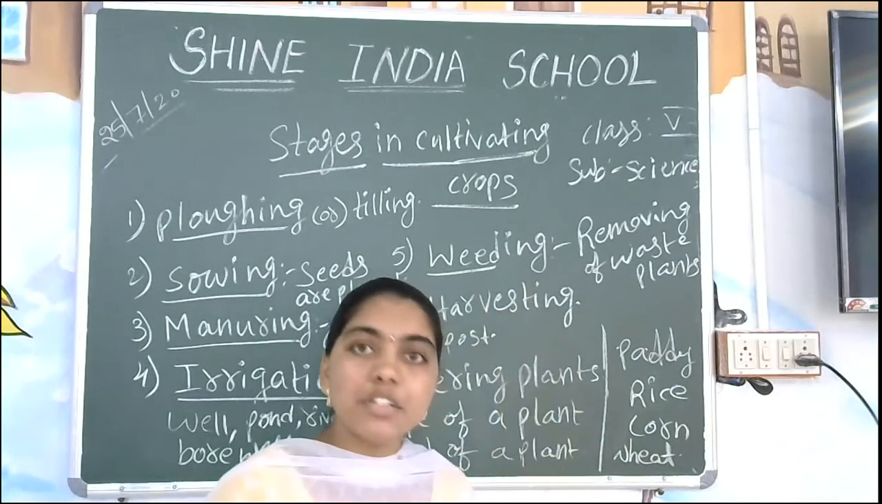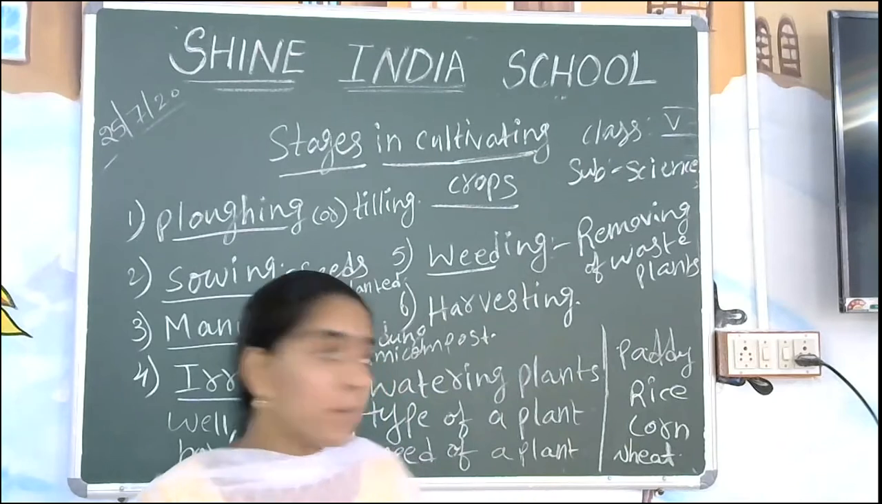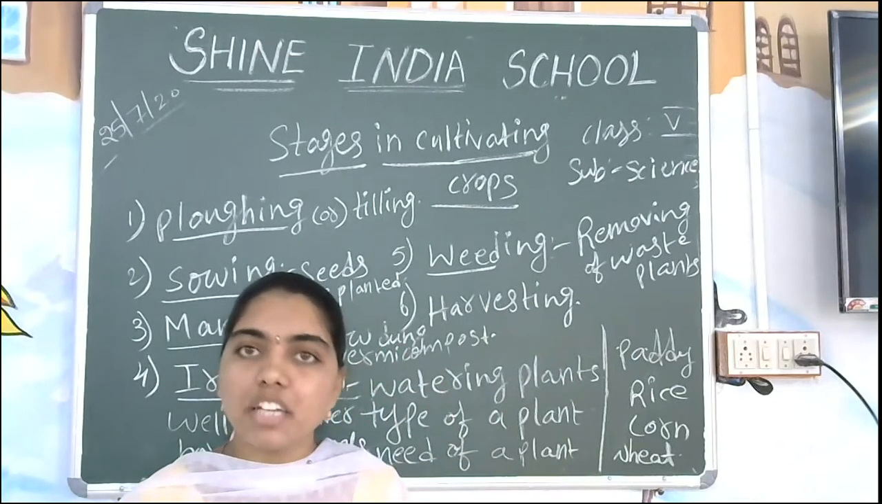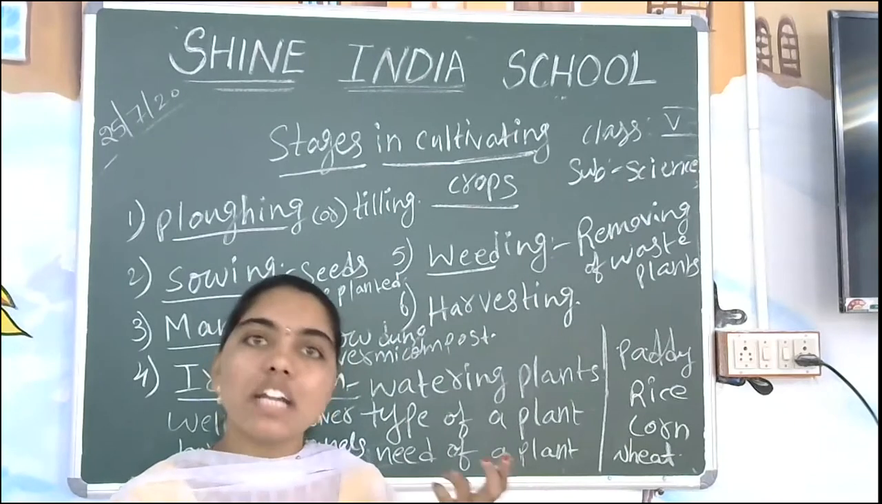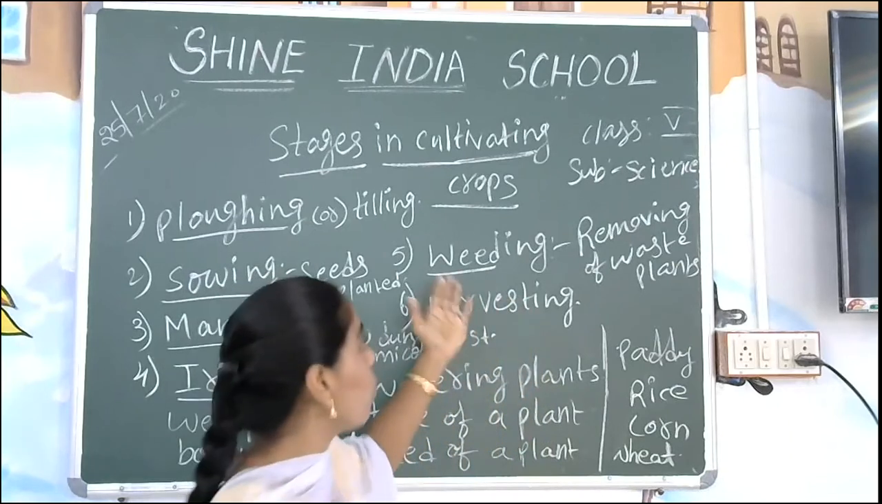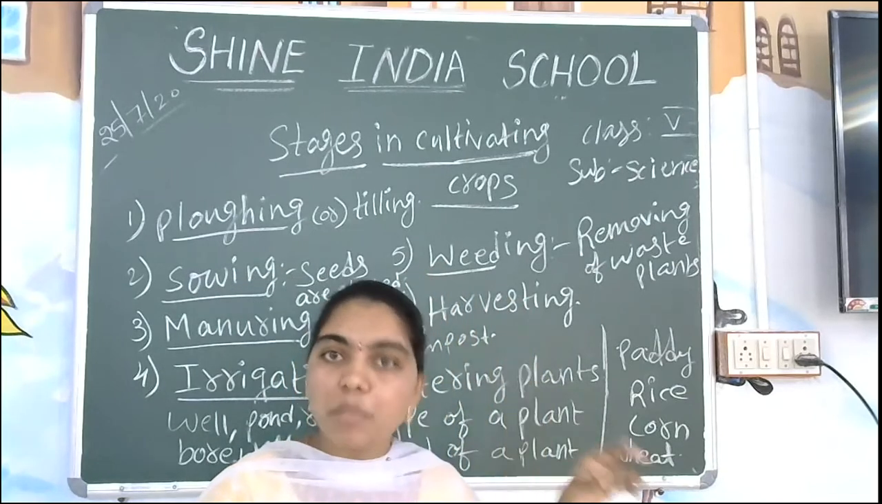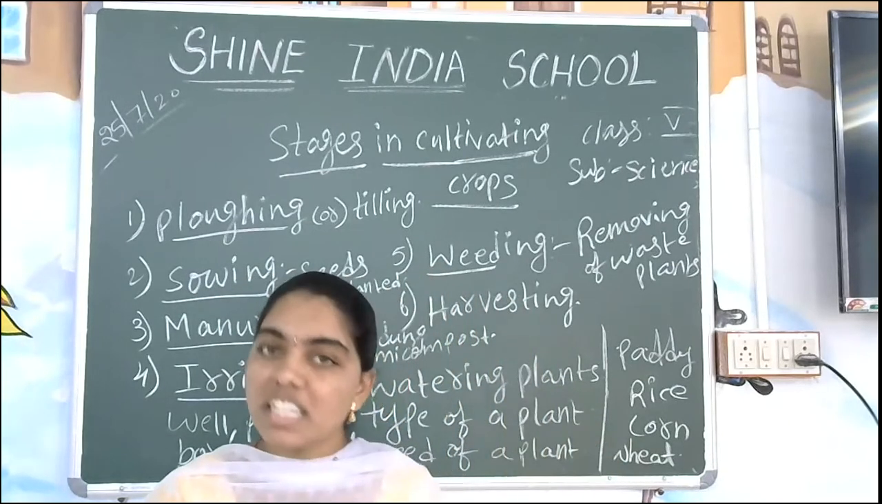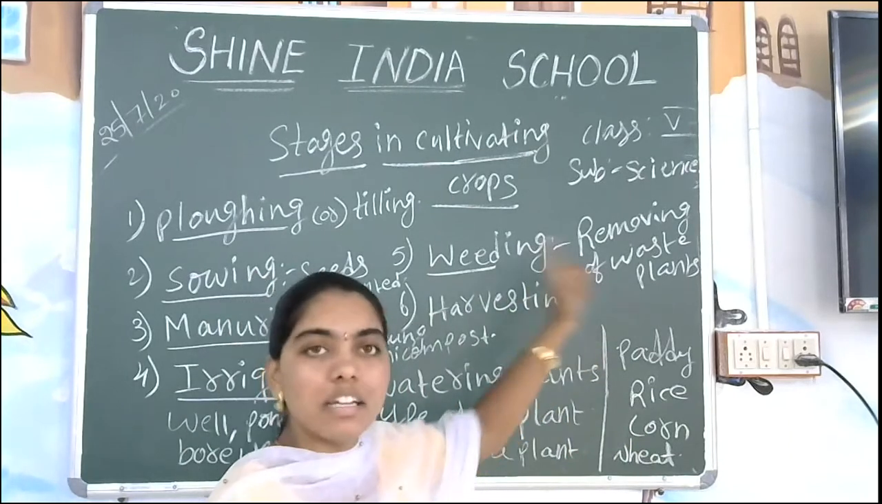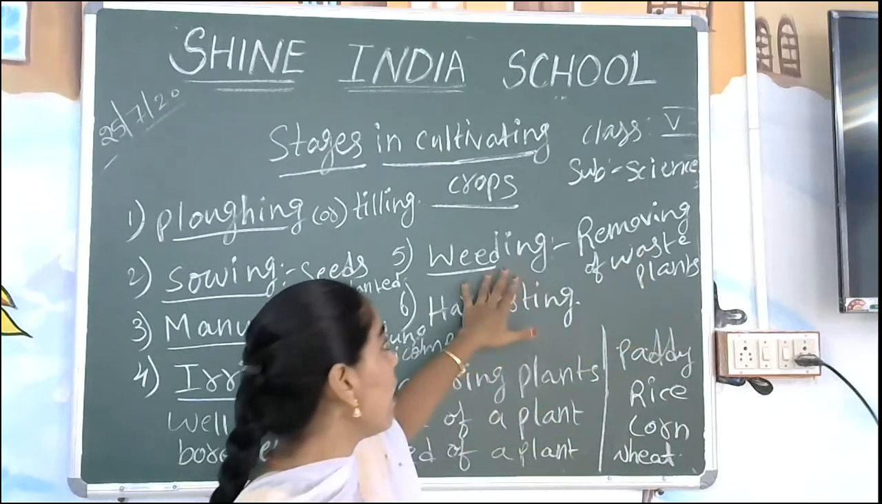whatever we are spraying, nutrients, already I told you, some insecticides, powder, vermicompost. The same way, if we are spraying any insecticide or pesticide, they are going to absorb it and we can remove some of the weeds by using weedicides or insecticides or pesticides. We can use them and we can remove the waste plants also. That is called weeding.